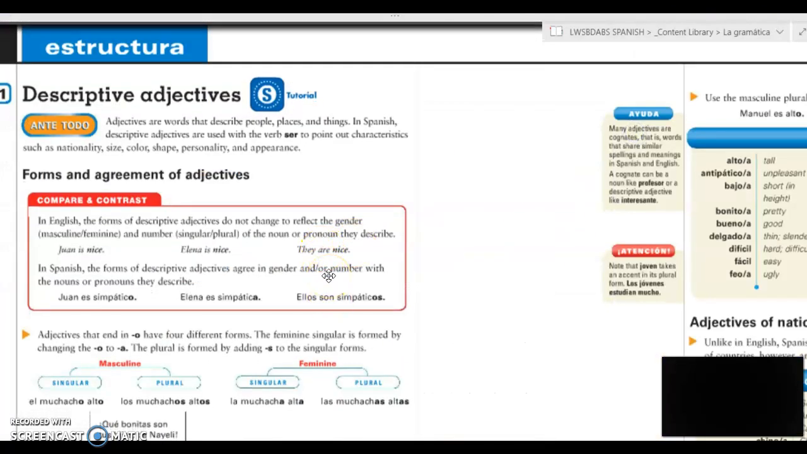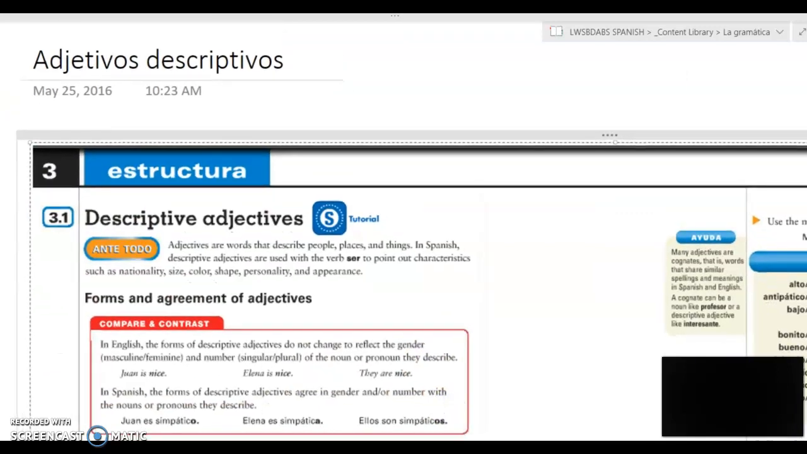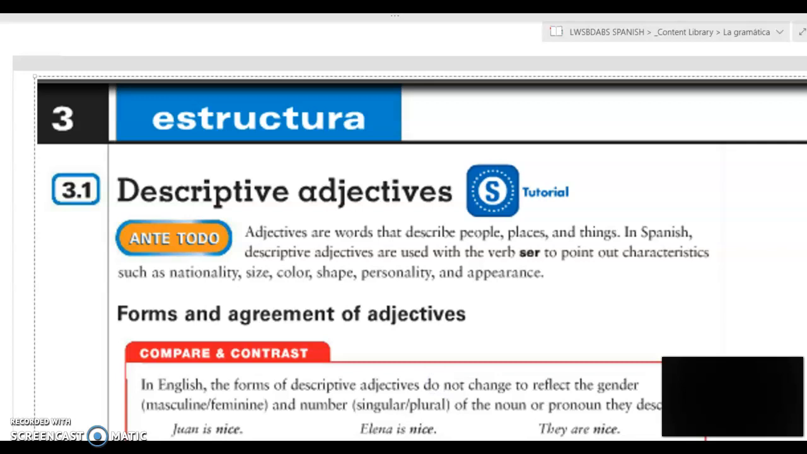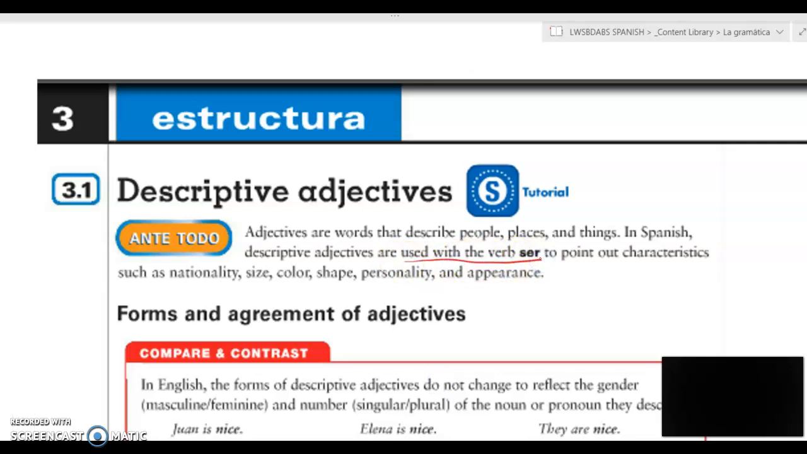Buenos días. Hola. This is a lesson on descriptive adjectives, or los adjetivos descriptivos. Adjectives, of course, are things that describe nouns, people, places, and things. And they're used in Spanish with ser, which we learned in our first unit, with expressions like soy de Canadá.